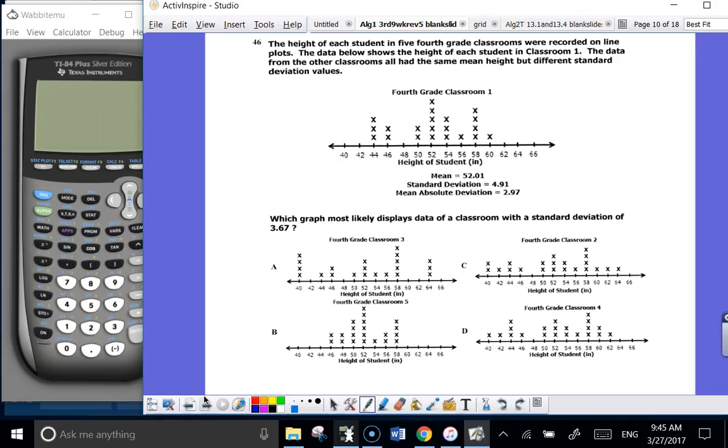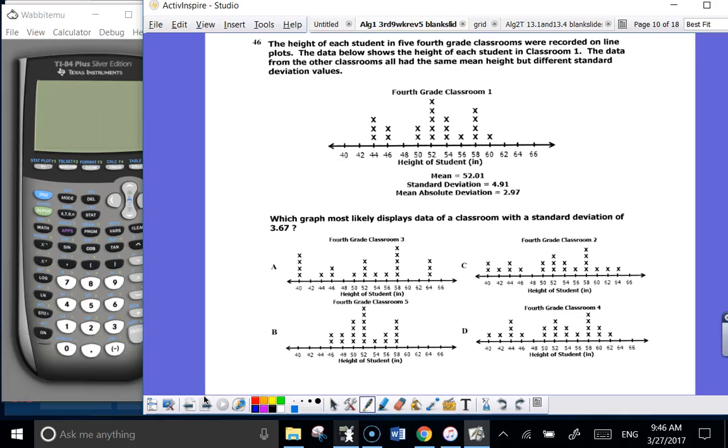Now, these are kind of like histograms, where you make an X above the value on the X-axis, so you can see where they get that from. In the question here, they say the height of each student in 5 4th grade classrooms was recorded on what's called a line plot. The data below shows the height of each student in classroom 1. The data from the other classrooms all had the same mean height, but different standard deviations. So here's the result for classroom 1.